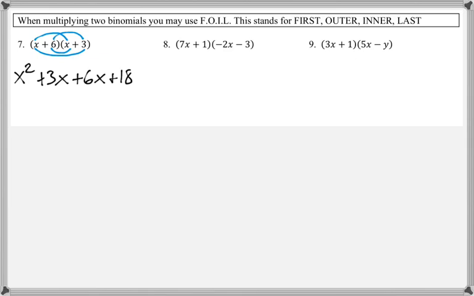And then if you combine the middle terms, it's going to be x squared plus 9x plus 18. And that would be your final answer.